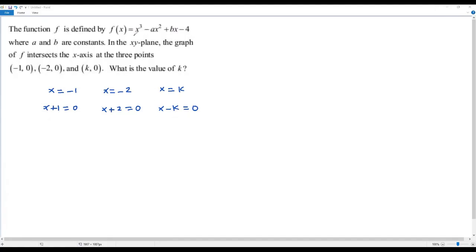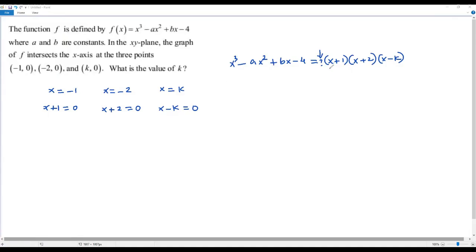Now we can write this cubic polynomial in factored form. Okay, let me write this polynomial over here. x to the third power minus a x squared plus b x minus 4. To get the factored form of this cubic polynomial, we have to multiply the 3 linear factors we have over here. Okay, let me write it. That is x plus 1 times x plus 2 times x minus k. Whenever I write a polynomial in factored form, I must write some number over here. So this number has to be the leading coefficient. In this case, the leading coefficient is the coefficient of x cubed over here, that is 1.